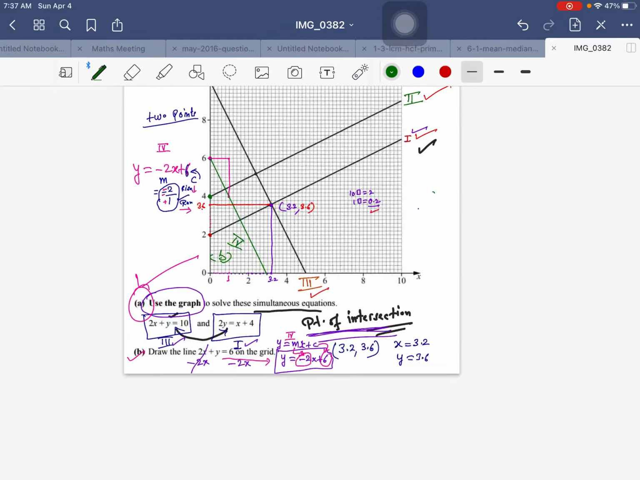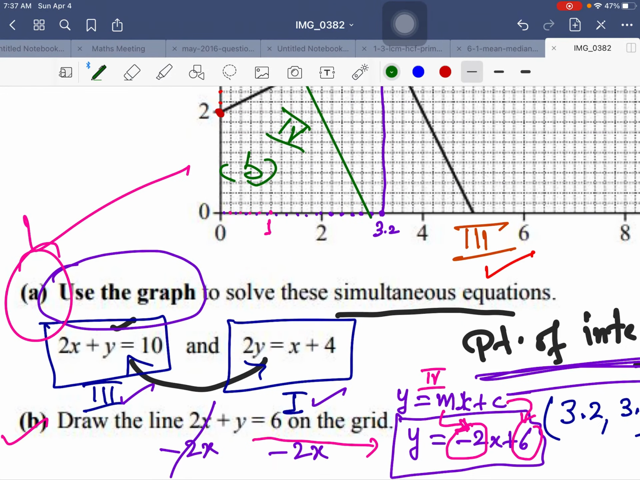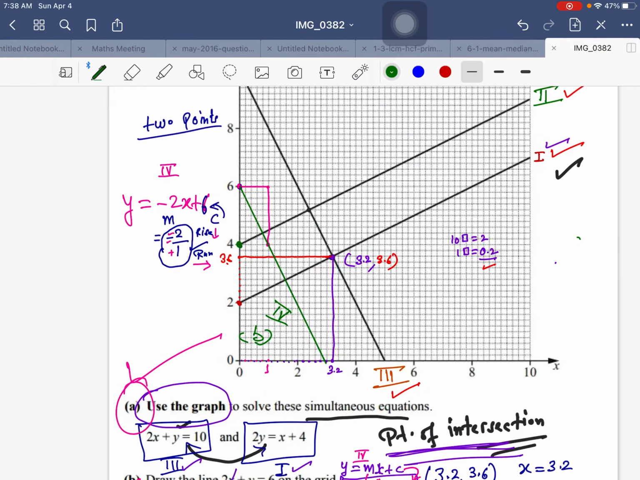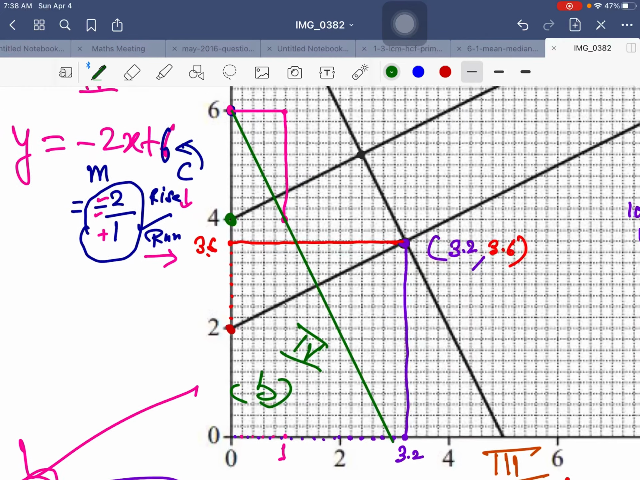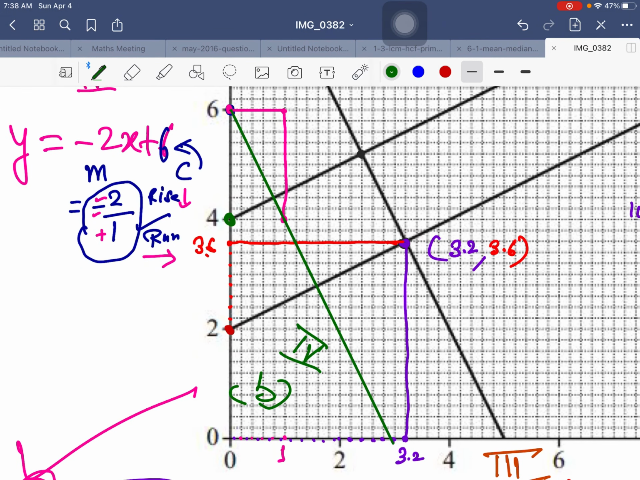So again, the B part was to draw the line 2x plus y equals 6. I changed it into intercept form, the standard form, and I explained the technique here clearly, starting with the y-intercept, going with the run and the rise. Then I got the other point. I take a ruler and I join these 2 points and extend them. So this is the equation.